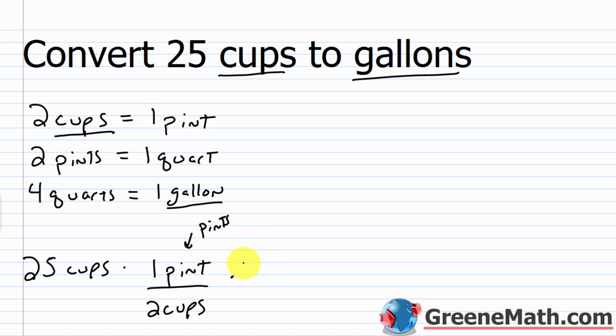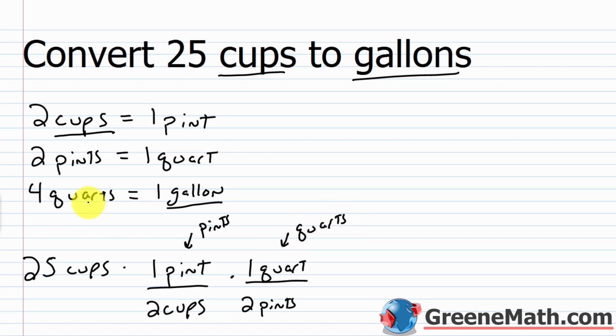So I'm going to multiply again. Now I'm going to go to quarts. So I have the relationship between pints and quarts. I want to go to quarts, so 1 quart's going to be in the numerator, and 2 pints is going to be in the denominator. Again, just put the units you want to end up with in the numerator. So this is going to put it in terms of quarts now.